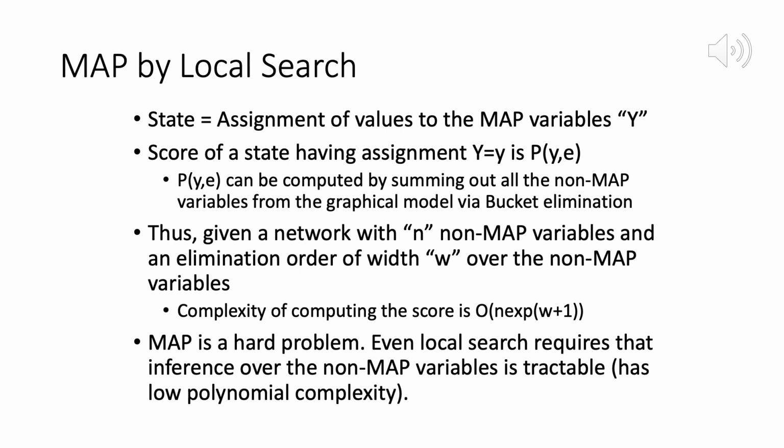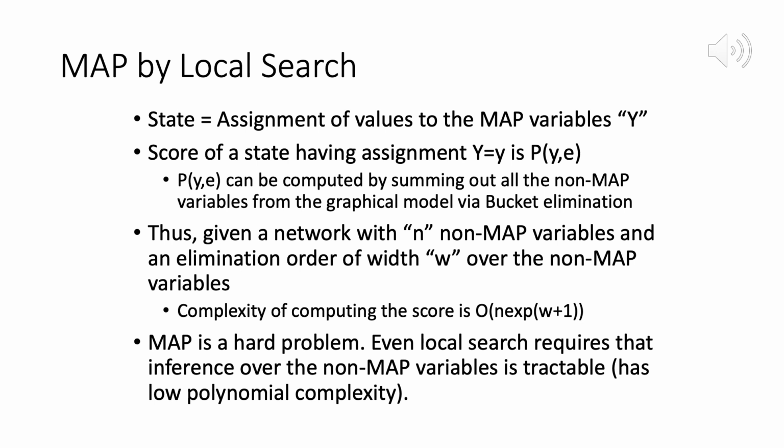The scoring function, more precisely, namely the score of state S is P of y comma E, okay, where y is the assignment of values to all variables in y in your state S, and E is the evidence. You'll ask me, why does the scoring function create issues here? And if you're watching carefully, you'll quickly understand that in order to compute the score of a state S, we need to perform marginal inference, okay?